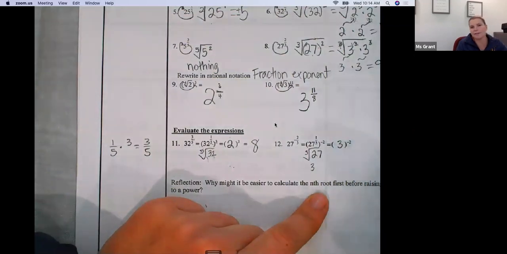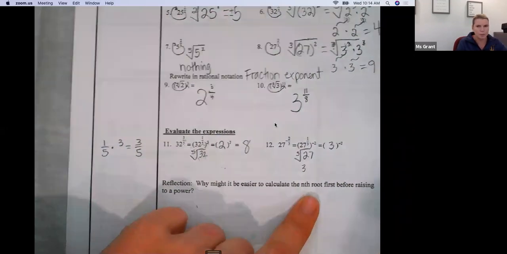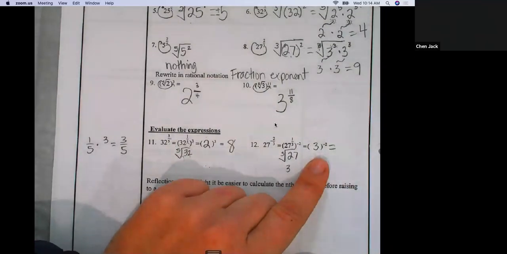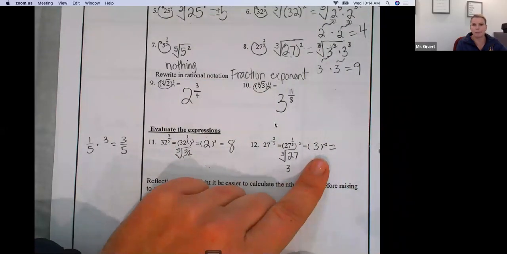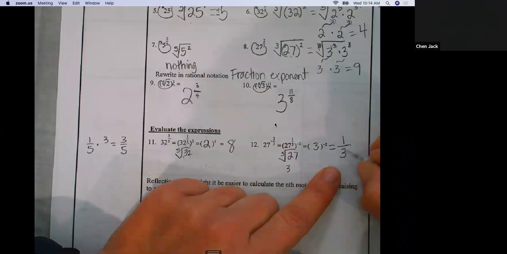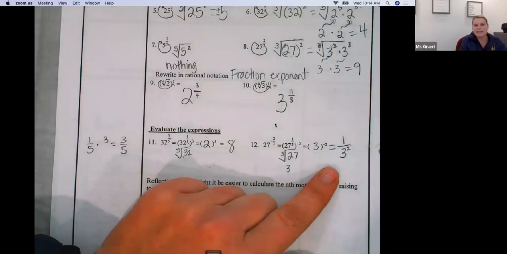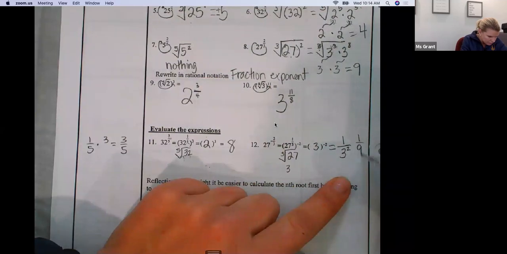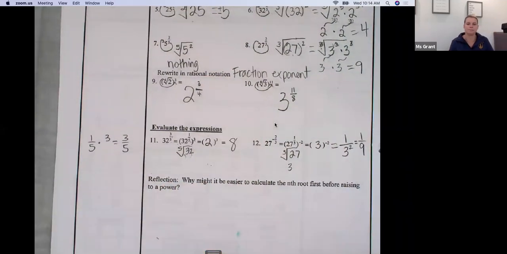Do you recall negative exponents back from algebra 1? It's not negative 9. Don't be that kid. It says negative 9. What does a negative 2 do? 1/3 square. Yeah. The negative exponent drops it down into a fraction. It becomes 1/9.